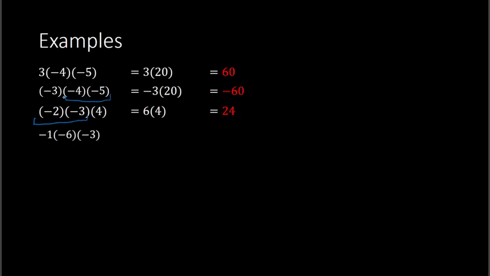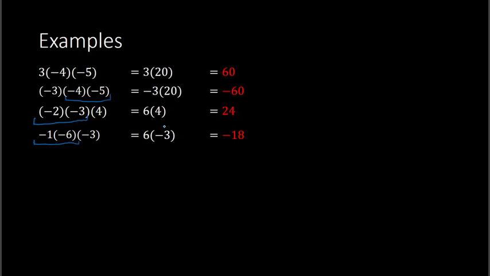Next we have -1 times -6 times -3. A -1 times a -6 would give me a positive 6, because 1 times 6 is 6. Negative times negative gives me a positive. So we have positive 6 times a -3. Positive times negative gives me a negative number. 6 times 3 is 18. So my answer is -18.